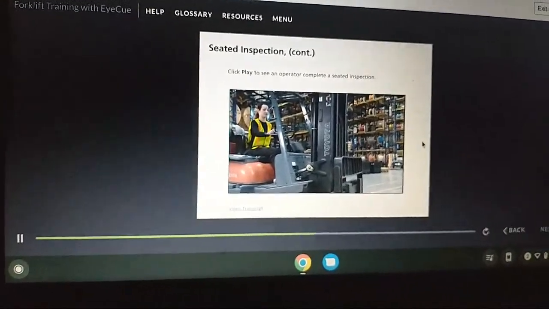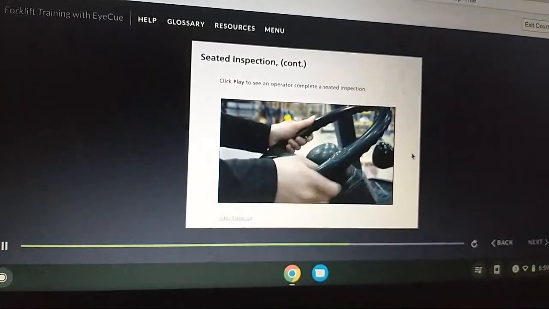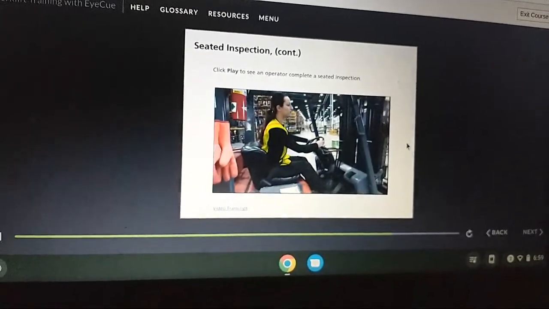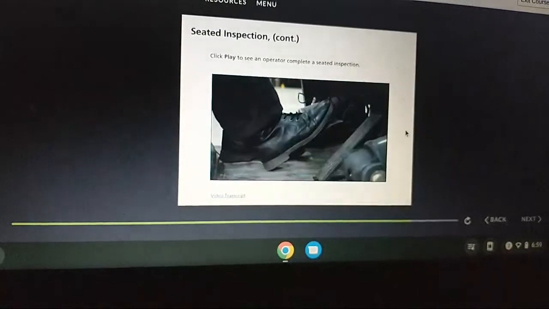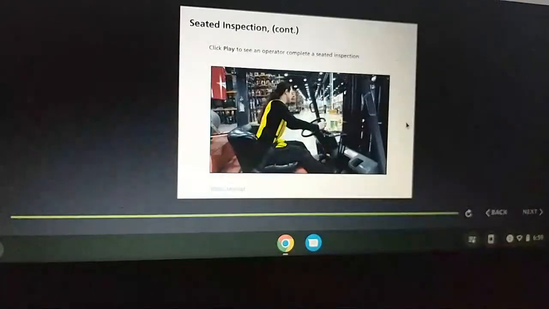The controls should work smoothly and be clearly labeled. Give the horn a beep. You'll need it at intersections and anytime you can't see clearly. Test your brakes by moving forward a few feet and pressing the pedal. Expect some resistance and confirm you can stop smoothly and reliably.